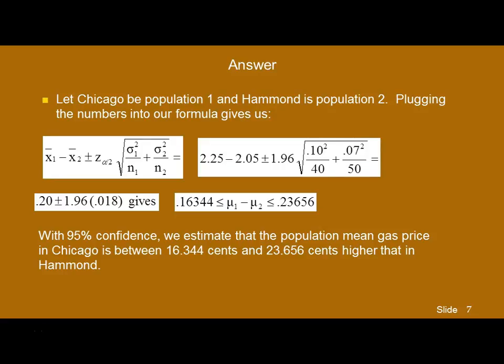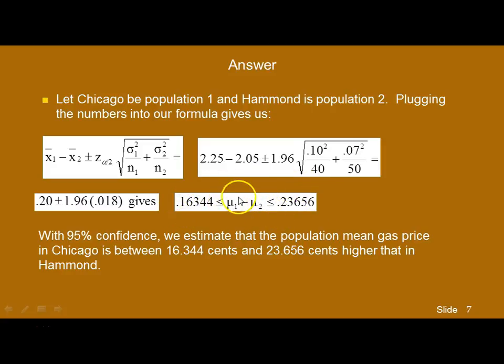Okay, we're going to let Chicago be group 1 and Hammond group 2. And if we simply take all the numbers from the problem and plug them into our formula now, x1 bar is 225, x2 bar is 205. We know the z-value for 95% confidence is 1.96 times the square root of sigma 1 squared over n1 plus sigma 2 squared over n2. If you work that all out, you will get the two ends of your confidence interval to be 0.16344 and 0.23656. And again, sometimes we write our final confidence interval in the following way.